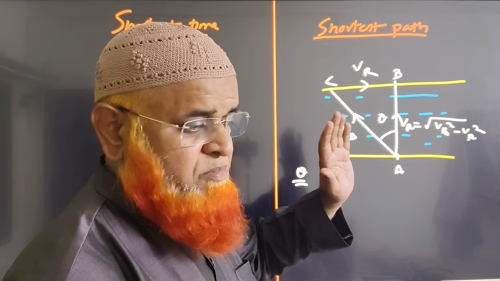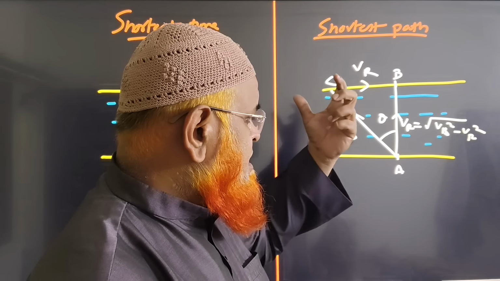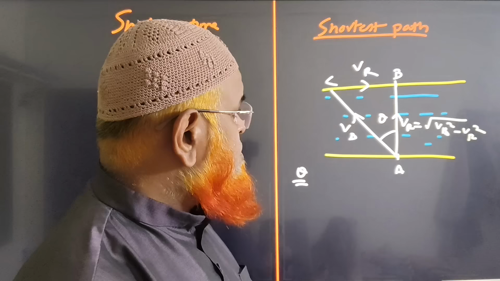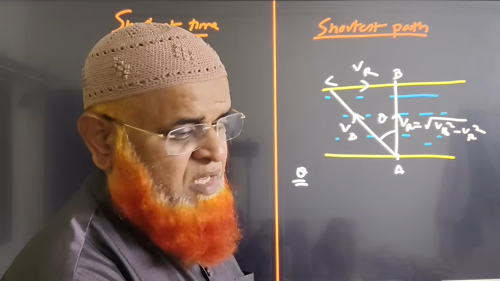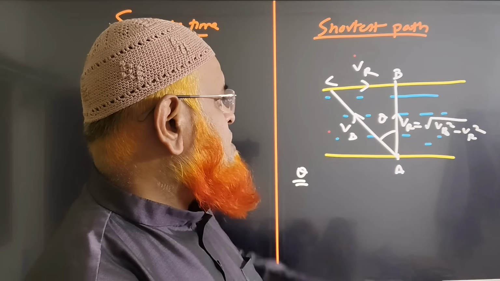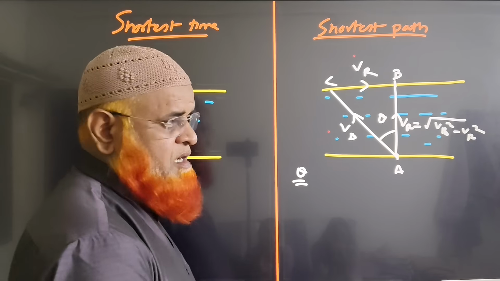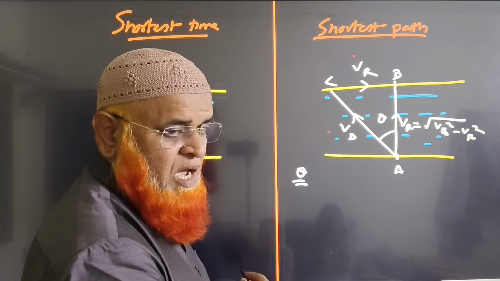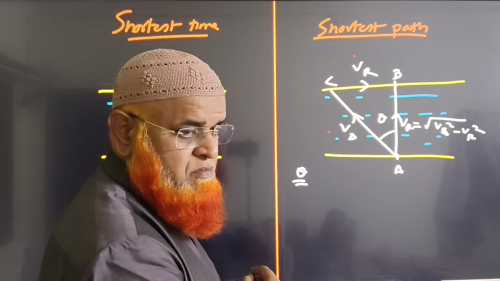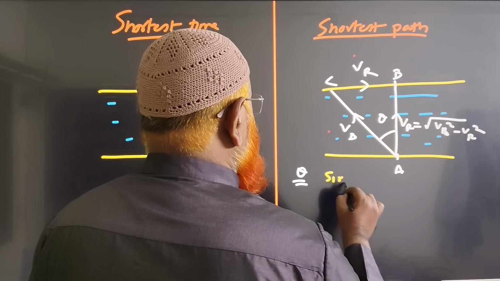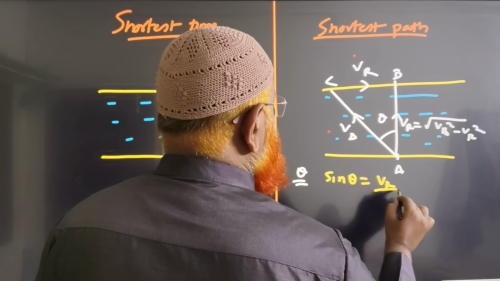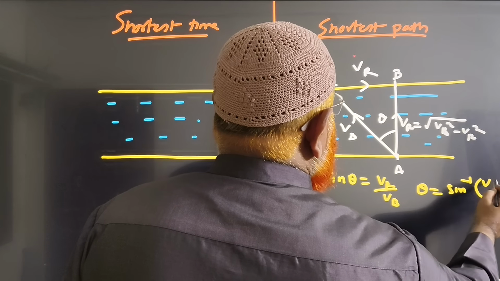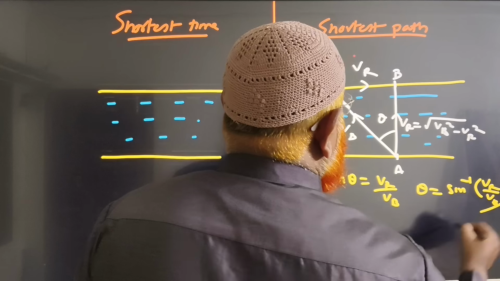Before the journey, you know only two things: your boat capacity, you know the capacity of the river. So by using these two, you have to find out angle theta. So you know the opposite side, you know the hypotenuse. What do we have to apply here now? Opposite and hypotenuse, sine you have to apply. So sine theta is equal to VR by VB. So theta is equal to sine inverse of VR by VB, isn't it?